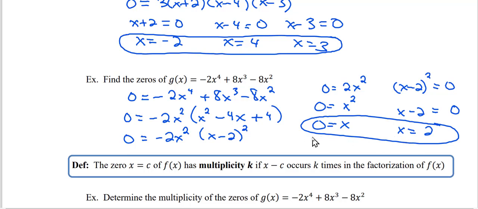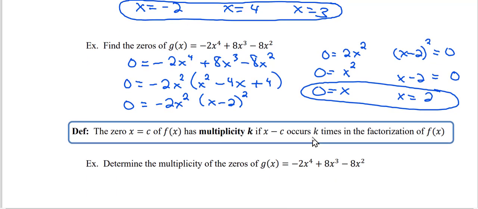Excuse me. So we need to think about why and what's going on there. That's where the multiplicity of a zero comes into play a little bit. The zero x = c of f(x) has multiplicity k if x - c occurs k times in the factorization of f(x).